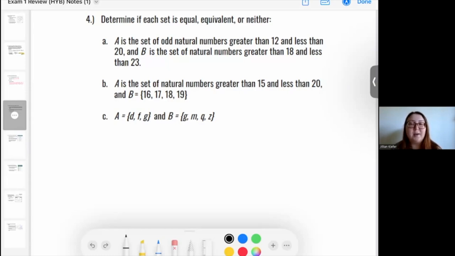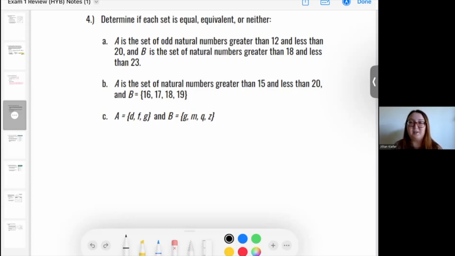So really, when we talk about if something is equal, we always mean also equivalent. So if something is equal, it's also equivalent. That also means that something that is equal has to be equivalent. You cannot have something that is equal and not equivalent. So always remember that equal is also equivalent. You cannot have equality without having equivalency.